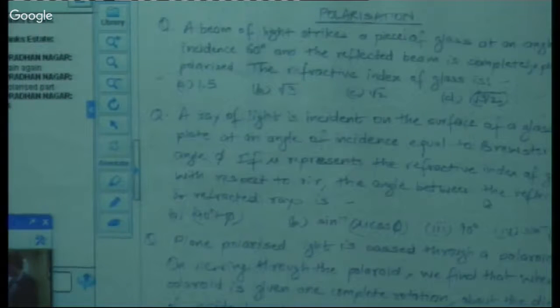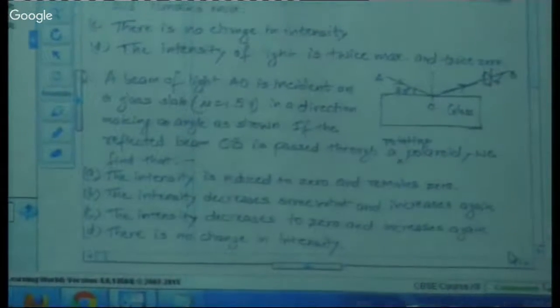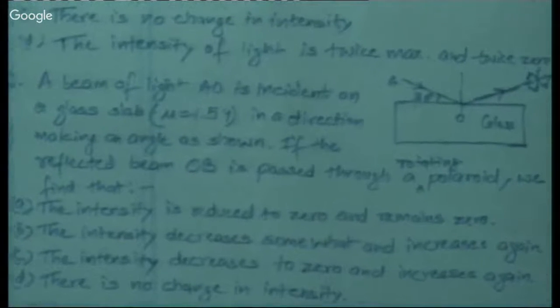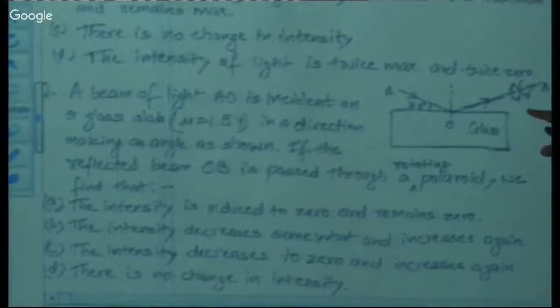Let me just get it done fully first. Question 4 was the last one. Yeah, this one. In this question, what was the problem? The problem was that the angle at which light was incident was not the polarizing angle. Light is incident at an angle of 60 degrees in this case, but the angle is not polarizing. The polarizing angle for glass is 57 degrees.